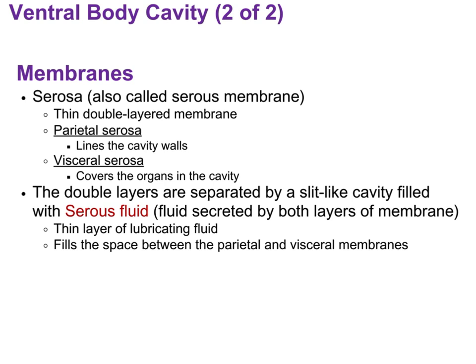All right, now let's finish up with talking about membranes. So in these cavities, you have serosa or serous membranes. These are thin double-layered membranes. The two layers are called the parietal and the visceral serosa. The space between them contains a fluid called serous fluid. The parietal serosa is closer to the cavity walls, and the visceral serosa is closer to the organs. Body viscera means body organs, so it makes sense that the visceral serosa is closer to the organs.